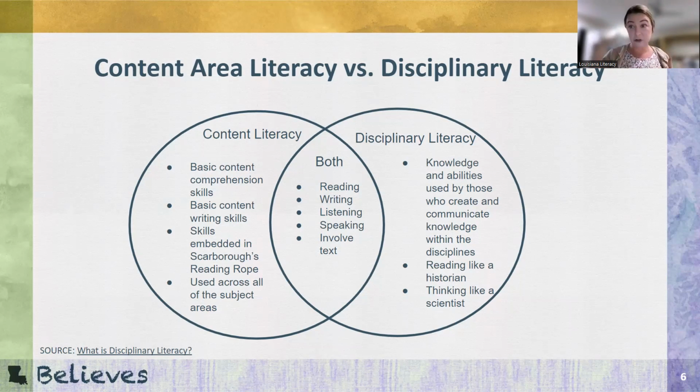These are upper level literacy skills. And you can work on both at the same time, but for students to independently engage in disciplinary literacy, they have to master content literacy skills first. Both of them involve reading, writing, listening, and speaking, and both of them involve text.